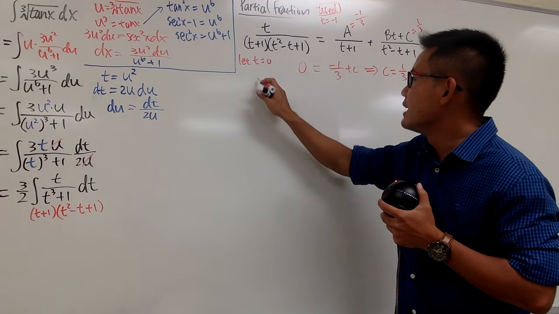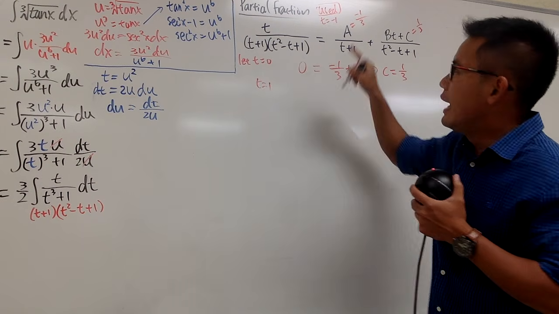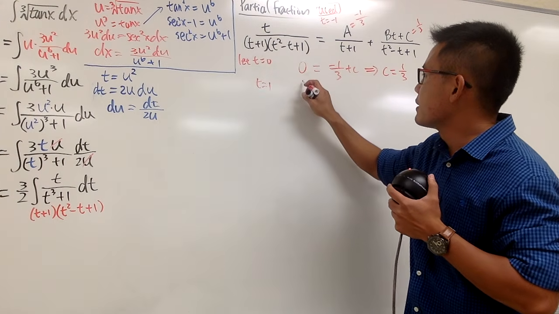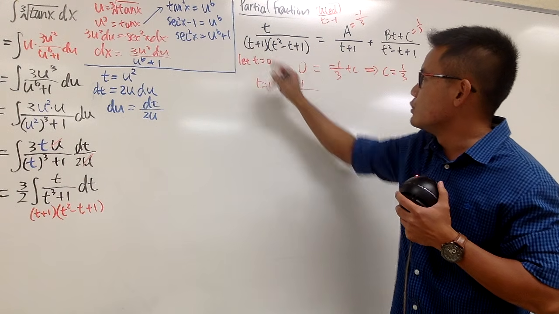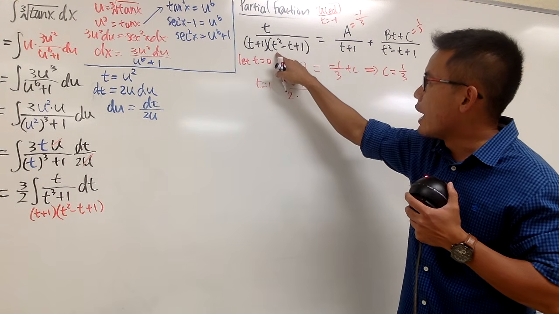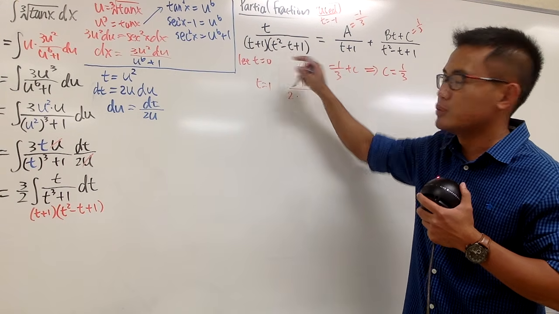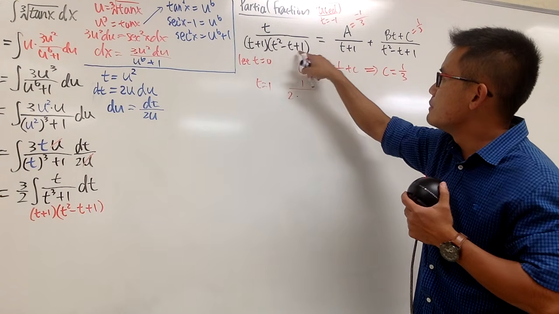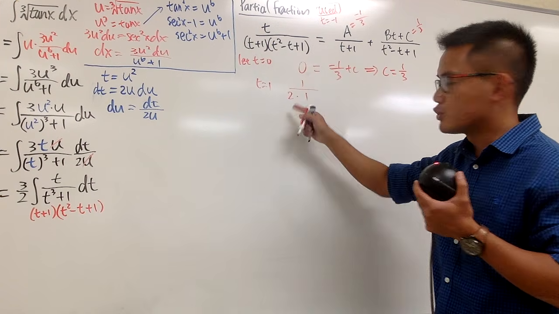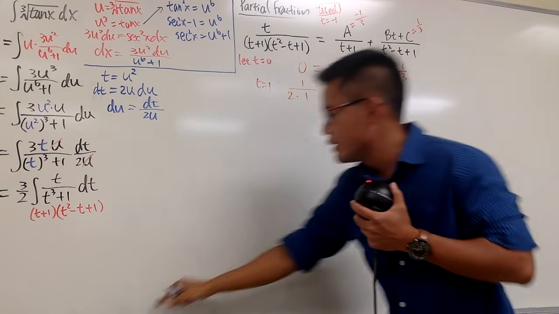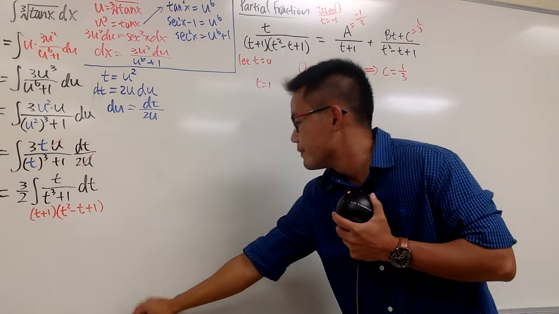Now to find b, we used -1, and likewise we used t equal to 0. Let's pick 1. How's that? If t is equal to 1, on the left-hand side, we have 1 on the top over 1 plus 1, which is 2, times this is 1 squared minus 1, which is 0, and then 0 plus 1 is just 1. So we have pretty much 2 times 1, which is just 1/2, right?